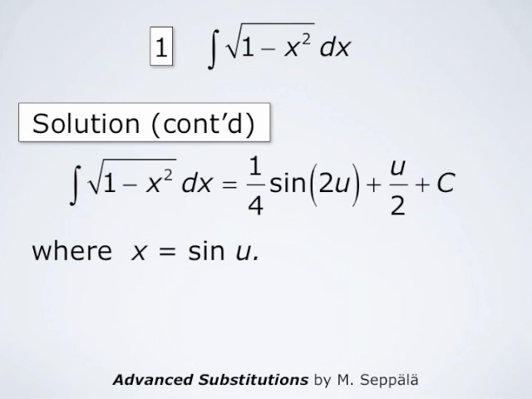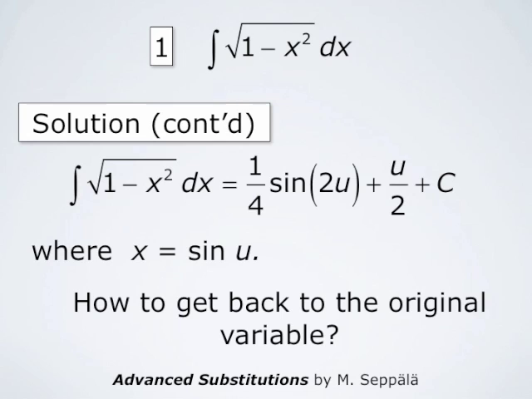So here x equals sine of u. How to get back to the original variable x? We had the result that the integral of square root of 1 minus x squared dx is 1/4 sine of 2 times u plus u over 2 plus c. And x is sine of u. In order to get back to the original variable, we still have to do some more work.